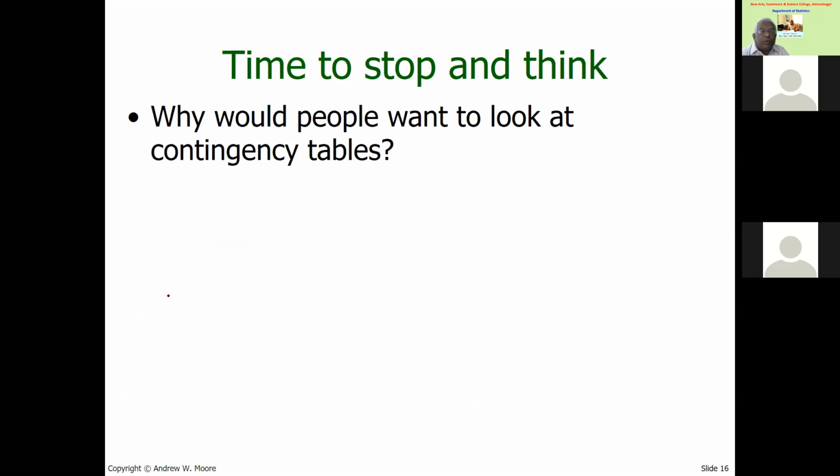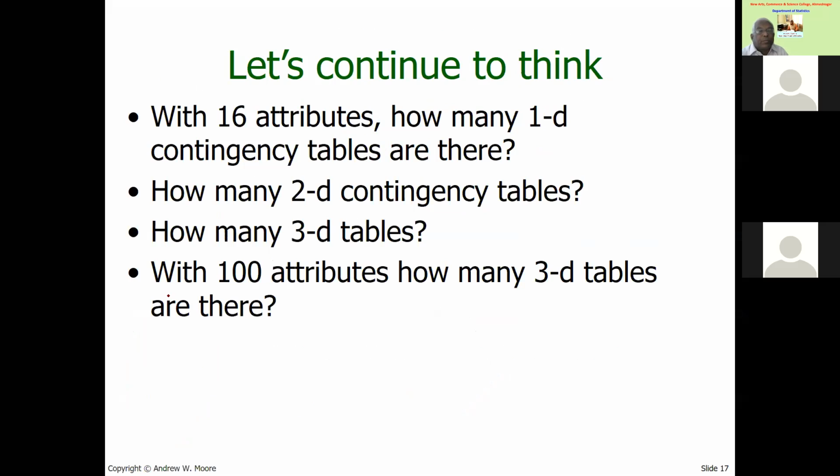Okay. Now this is the time to think. Why would people want to look at contingency tables? How many two-dimensional contingency tables can we go for? How many three-dimensional contingency tables can we go for? With 100 attributes, how many three-dimensional tables are there? With 16 attributes, how many one-dimensional contingency tables are there?